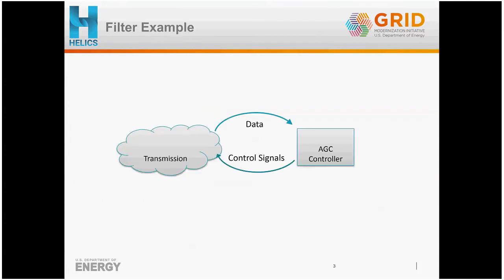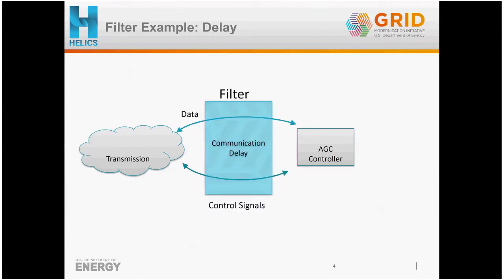As an example, say we have a transmission network and it's sending data to an AGC controller. So a generation control algorithm is working on another federate. So data gets sent to the controller, and the controller sends control signals back to the transmission network to control the generation. If we just want to model a simple communication delay, we can insert a filter in this, and the filter can alter the time stamp of the messages so they're delayed by the time they get to the controller, and the same way on the path back.